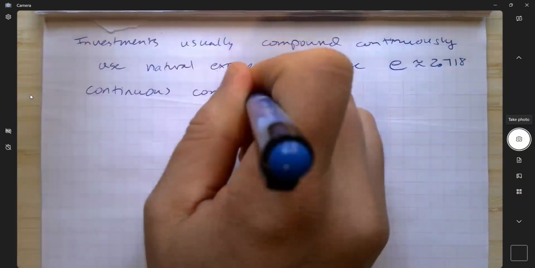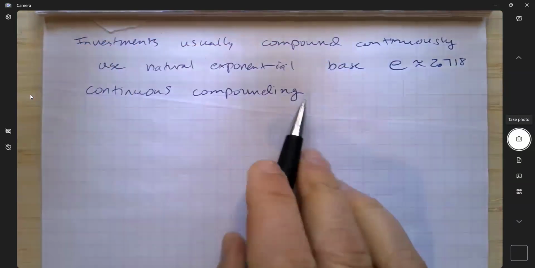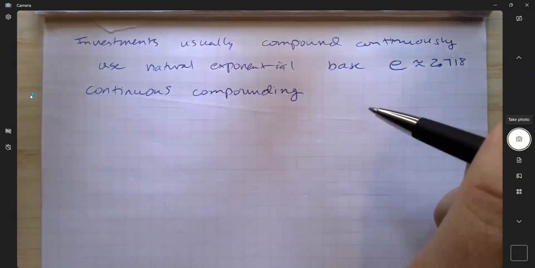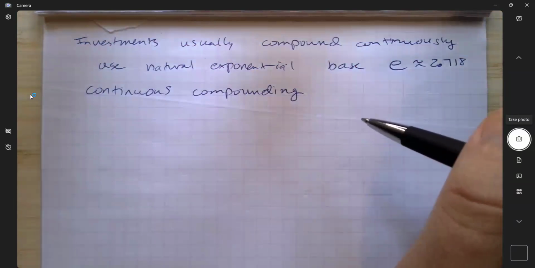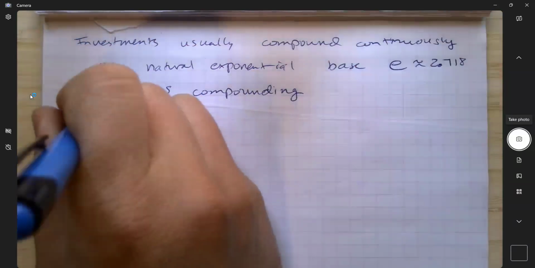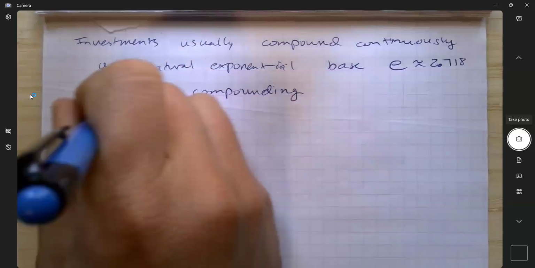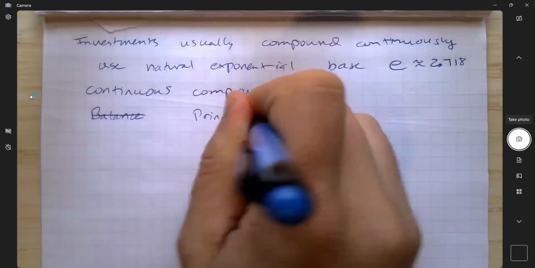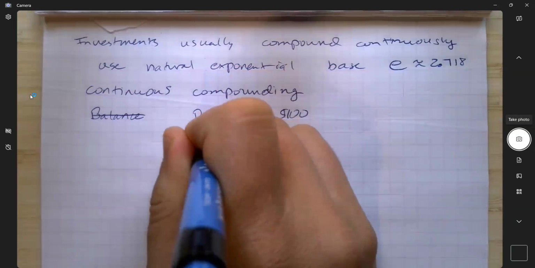Loans generally don't work that way, just because they tend to have contract terms. But if you put your money in a bank, there's not like a contract. They just offer you an annual interest rate with continuous compounding. And the process for this is the balance. Let me start with, we still have a principal. So let's say that's $100. We have an annual interest rate.